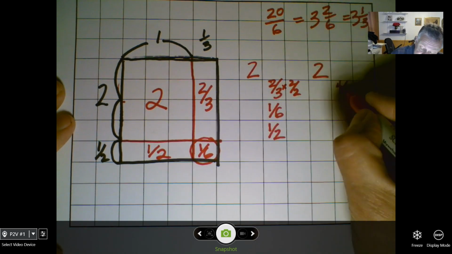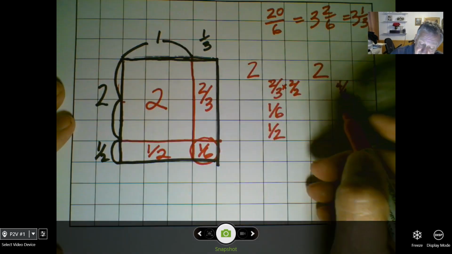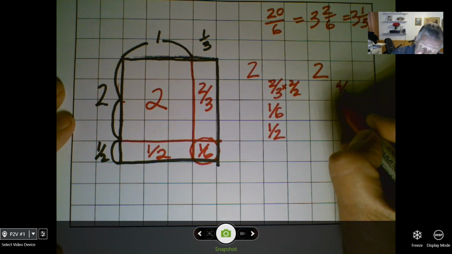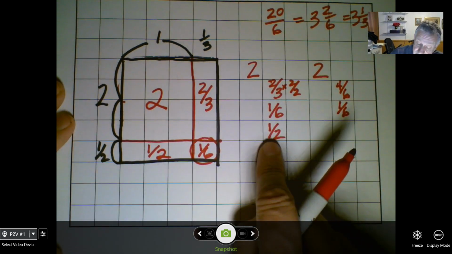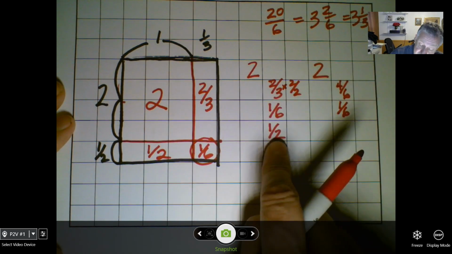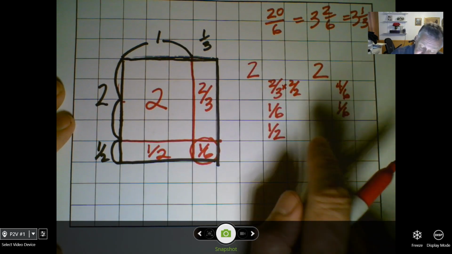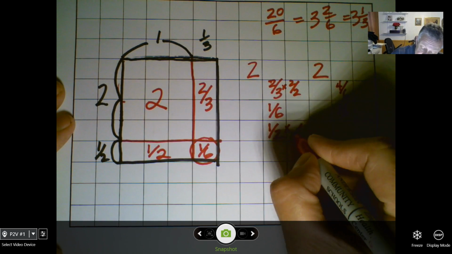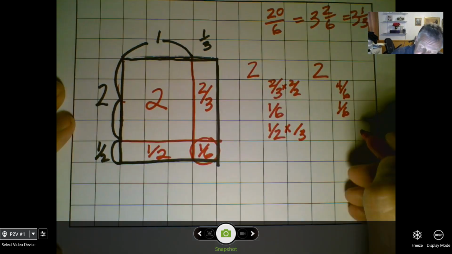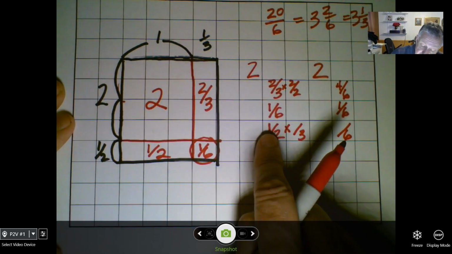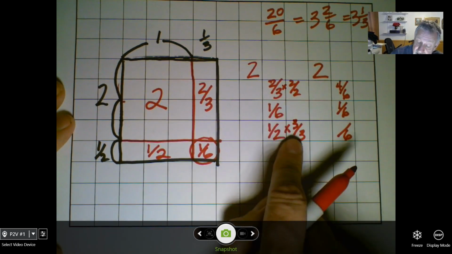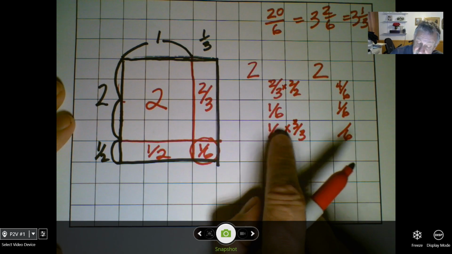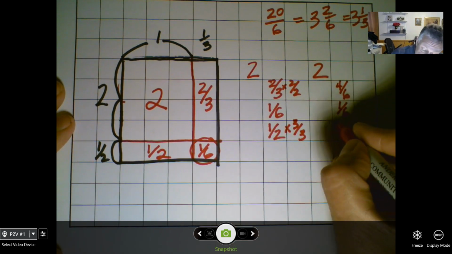3 times 2 is 6. And here we already have one with a denominator of 6, so I can just bring that over. And here I have a half, so I need to make this into a denominator of 6. So I'm going to multiply it by 3. 2 times 3 is 6. And 3 over 3, because I'm multiplying it by a representation equal to 1. And 1 times 3 is 3.